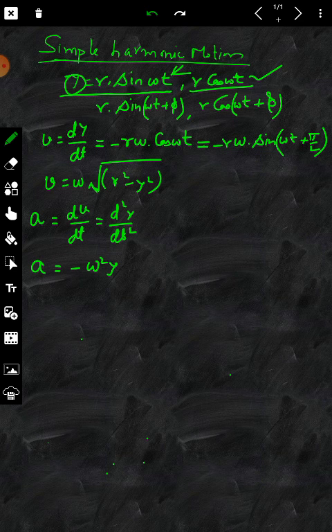And if there is some initial phase, phi, then this displacement takes the form r sine omega t plus phi, where phi is the initial phase. Or again, the other formula for the displacement of that repeating periodic motion is r cos omega t plus phi, for the initial phase phi.